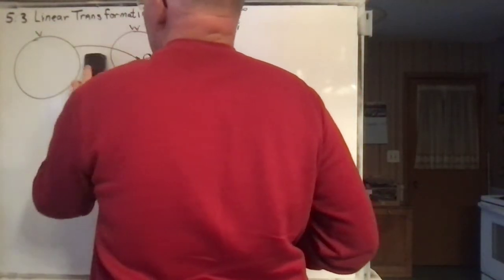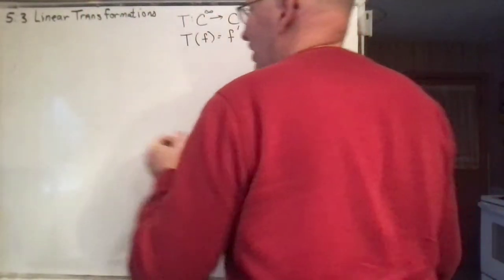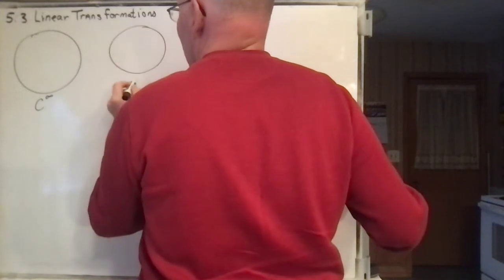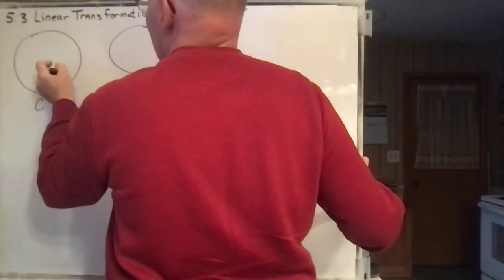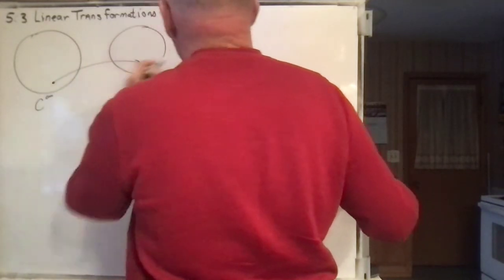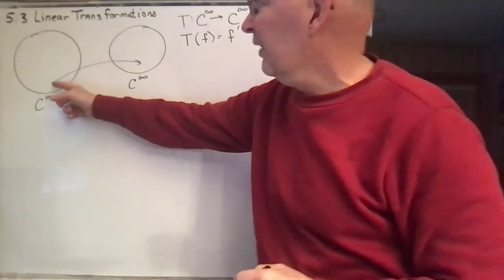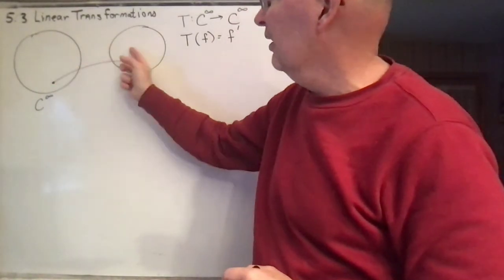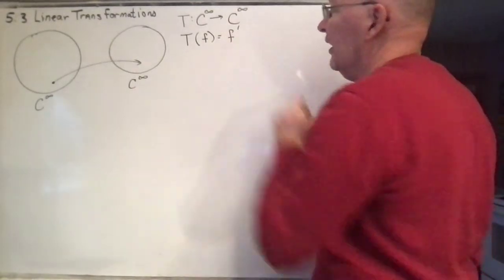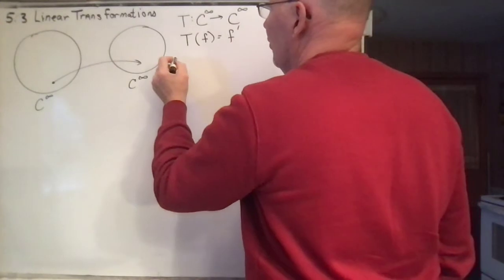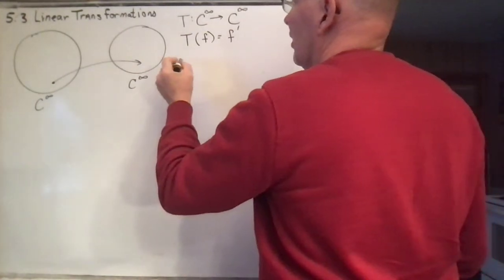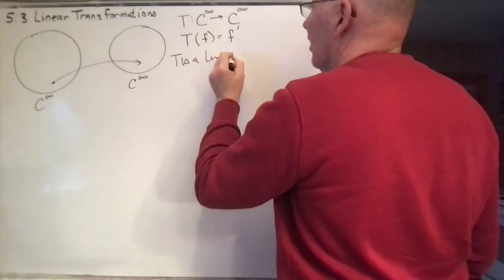So let me again redraw this picture. So here is C like this. Here's C like this. And here's our linear transformation T. And what does T do? T takes something in here and takes its derivative to get over there. Okay? So T of x cubed would be 3x squared, and so on. That's what it does in order to get from here to here. Okay? Now, first thing let's do, let's prove that this in fact is a linear transformation. Okay? So let's prove, let's say T is a linear transformation.